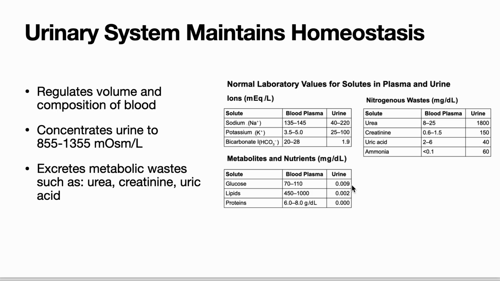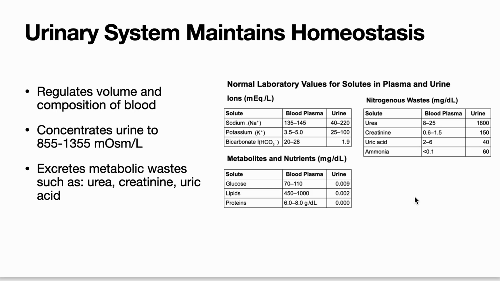0.009 is essentially zero. So that's why we say we shouldn't find glucose in the urine when we test for it. When we do urinalysis with the dipstick test in lab, your glucose test should come back zero unless someone has maybe diabetes, in which case they're not reabsorbing all of that glucose, so the urine then tests positive for glucose.